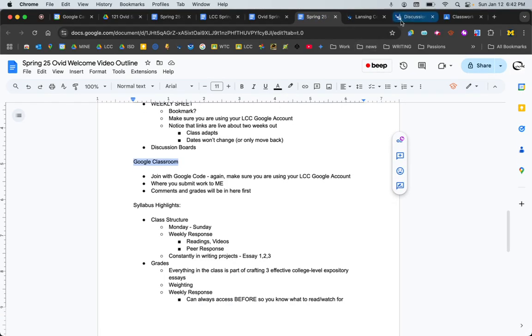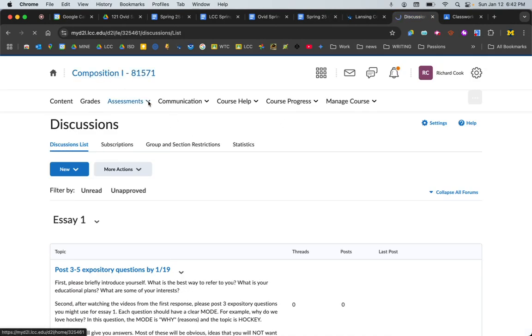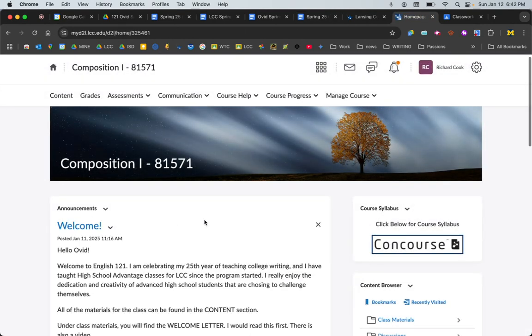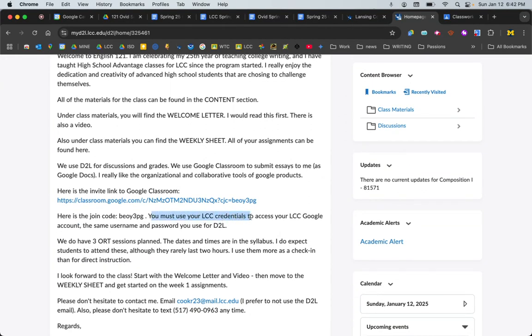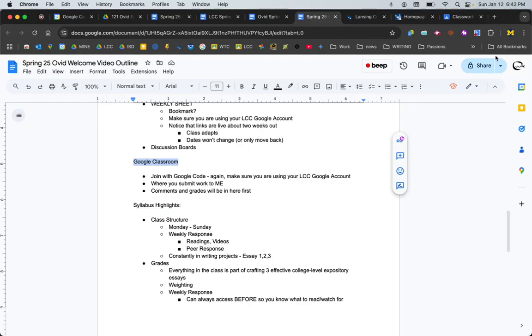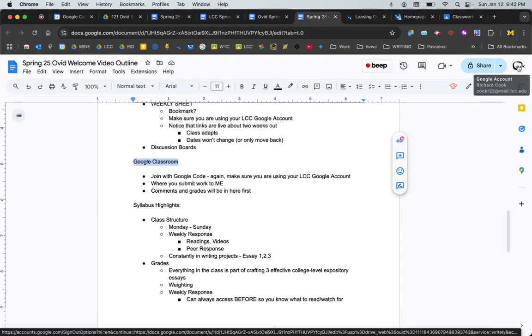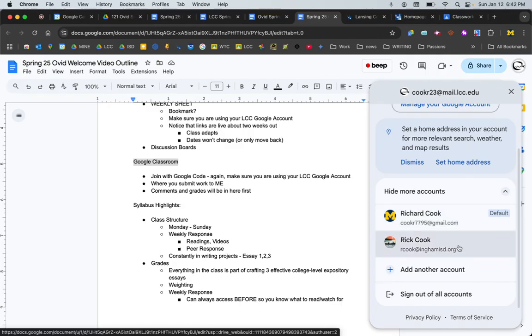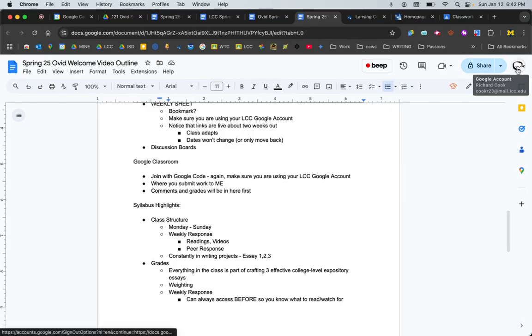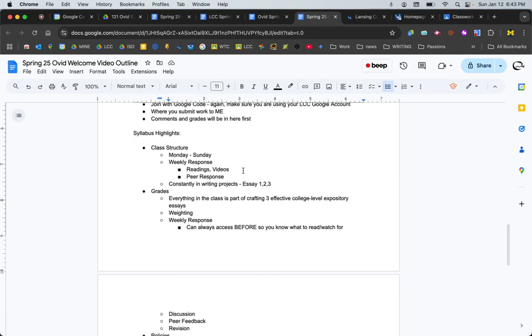The Google code is found in D2L. It tells you how to access it. So here's the code. Make sure you're using your LCC credentials. When you are in Google, make sure right here it's your LCC account. See, I have many accounts. I have a personal account. I have my Ingham ISD account. So make sure you are in your LCC account, which is the same username and password as D2L. You have a Google account through LCC that you're going to have to use.